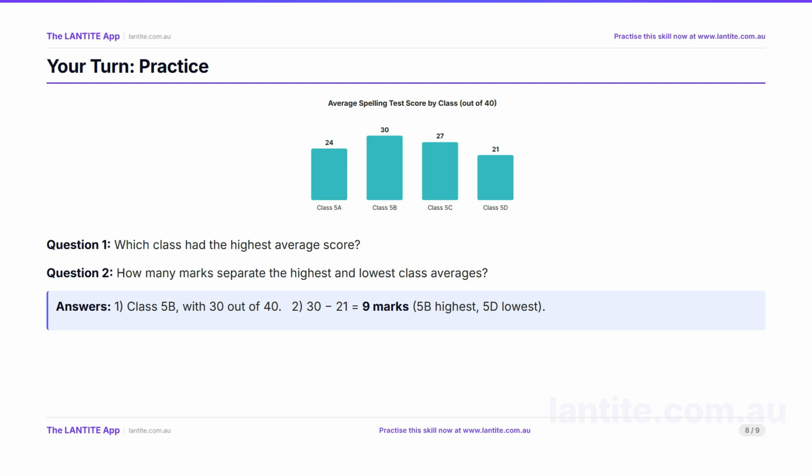Ready? Question 1. The tallest bar belongs to Class 5B, with 30 out of 40. Question 2. The highest average is 30, and the lowest is 21 from Class 5D. 30 minus 21 gives 9 marks. If you got both, you are reading charts exactly the way the test expects.